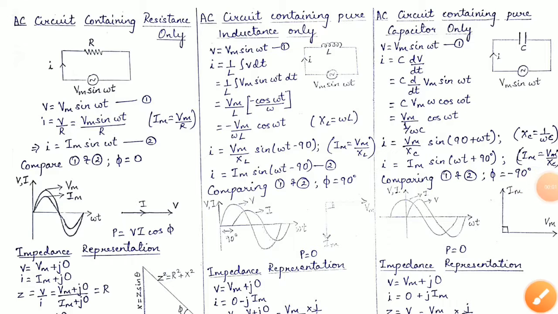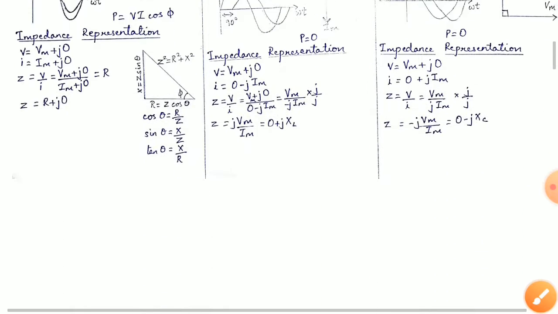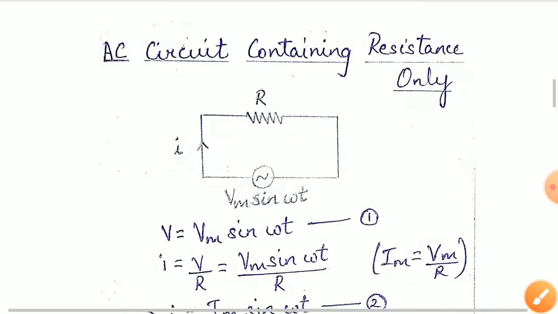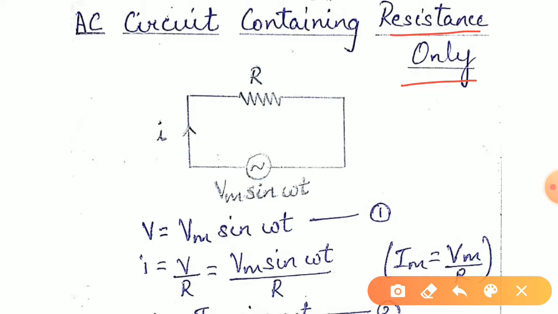We will be going through a comparative analysis for an AC circuit containing a resistor only, inductor only, and pure capacitor only. A comparative analysis is shown here. We will be going through each circuit one by one. The first circuit is an AC circuit containing resistor only.